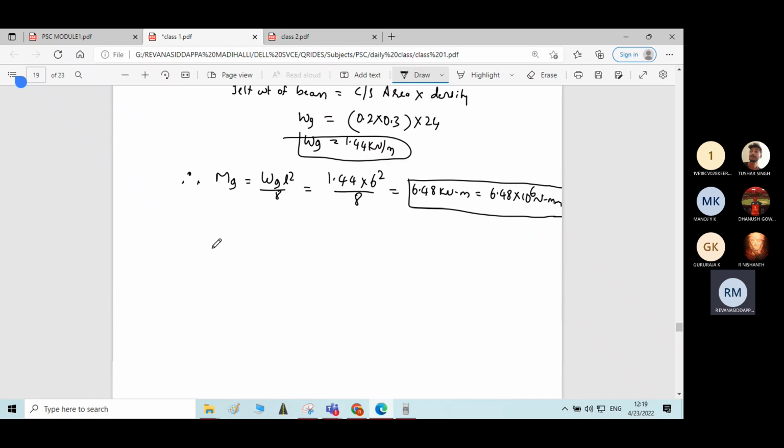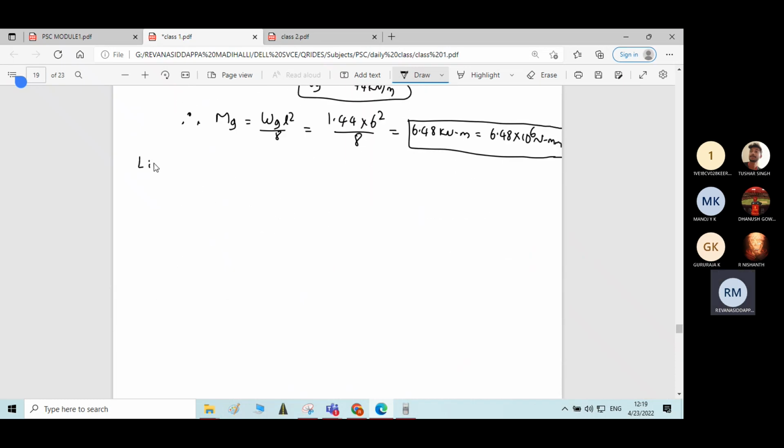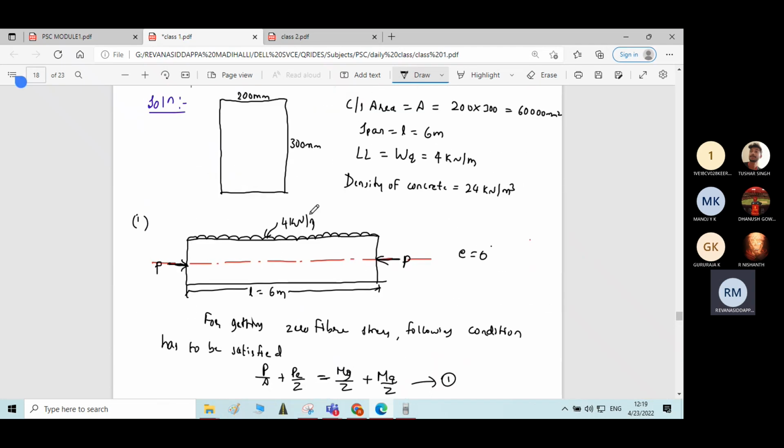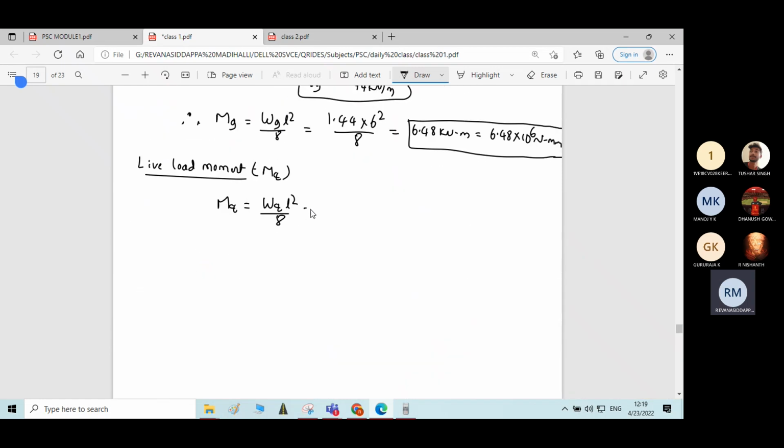Mg is over. Then Mq, the moment due to live load, is given by Mq equal to Wq L square by 8. The live load on the beam is given as 4 kilonewton per meter. So 4 into 6 square by 8. Live load moment is 18 kilonewton meter, which in terms of Newton millimeter is 18 into 10 power 6 Newton millimeter.